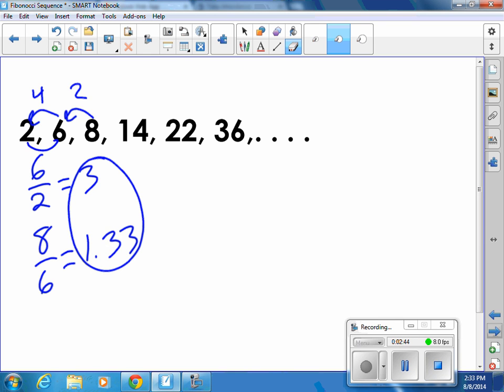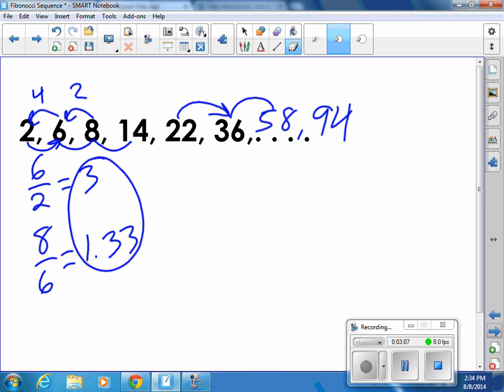But 2 plus 6 is 8. 6 plus 8 is 14. 8 plus 14 is 22. So I can continue the sequence. 22 plus 36 would give me 58. 36 plus 58 gives me 94, and so forth.